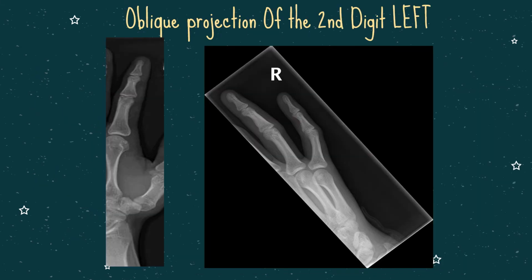So this will be the radiograph of the oblique projection that has been rotated 45 degrees, and this is the oblique projection of the second digit of the left and the right hand of the last digit.